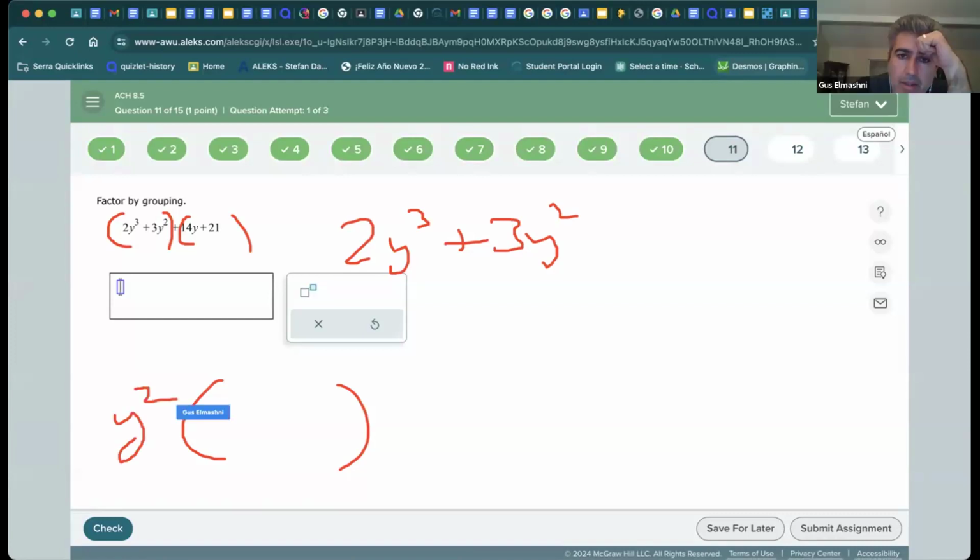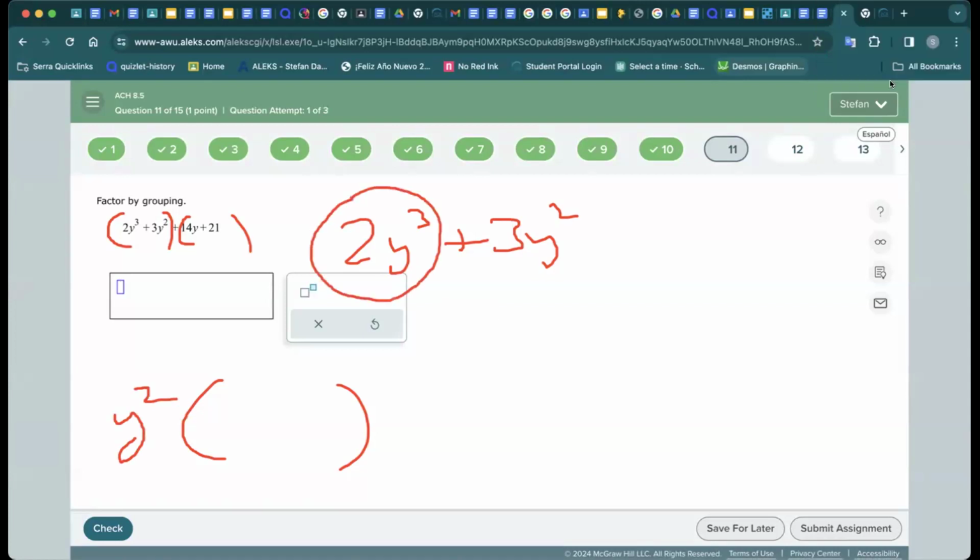Okay, good. So now let's look at, so you took away Y squared from the first, from 2Y cubed. So what does that become?